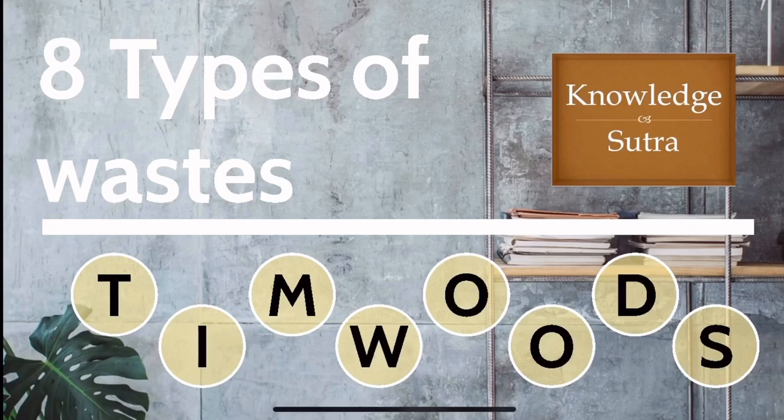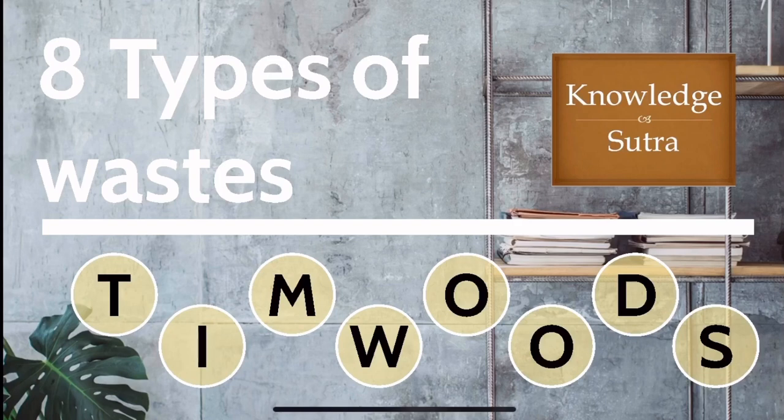There are 8 types of waste in manufacturing given by the short form TIMWOODS, where T is transportation, I is inventory, M is motion, W is waiting, O is overprocessing, second O is overproduction, D is defects, and S is skills. Today we will discuss each one of them in brief.